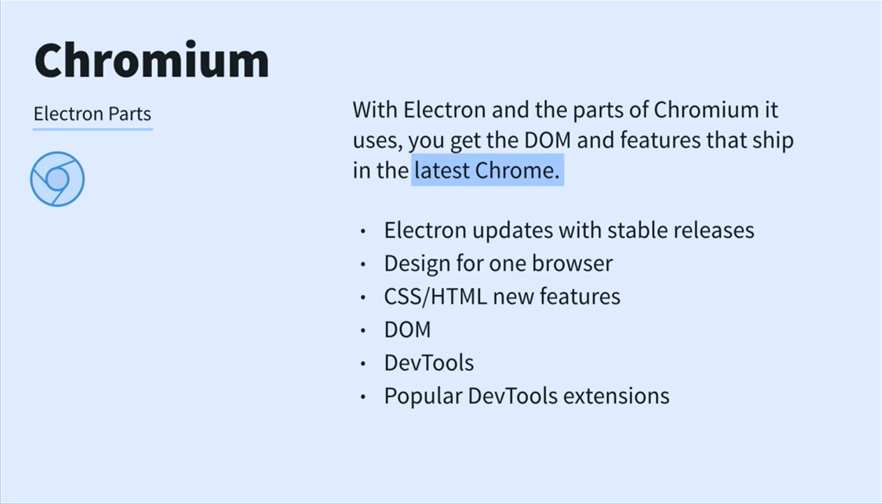And so Electron has made that a whole lot easier by not having to have you compile Chrome. Because Electron is built on top of Chrome, you're getting the latest things that are shipping in Chrome, and Electron updates with stable releases of Chrome. So when you're designing your Electron apps, you're designing for one browser, and you're using everything that is shipping in the latest Chrome. You can go to caniuse.com, and if you can use it, it'll work in your Electron app across all the platforms. So CSS properties and Shadow DOM and all the things that are coming out, you can use.